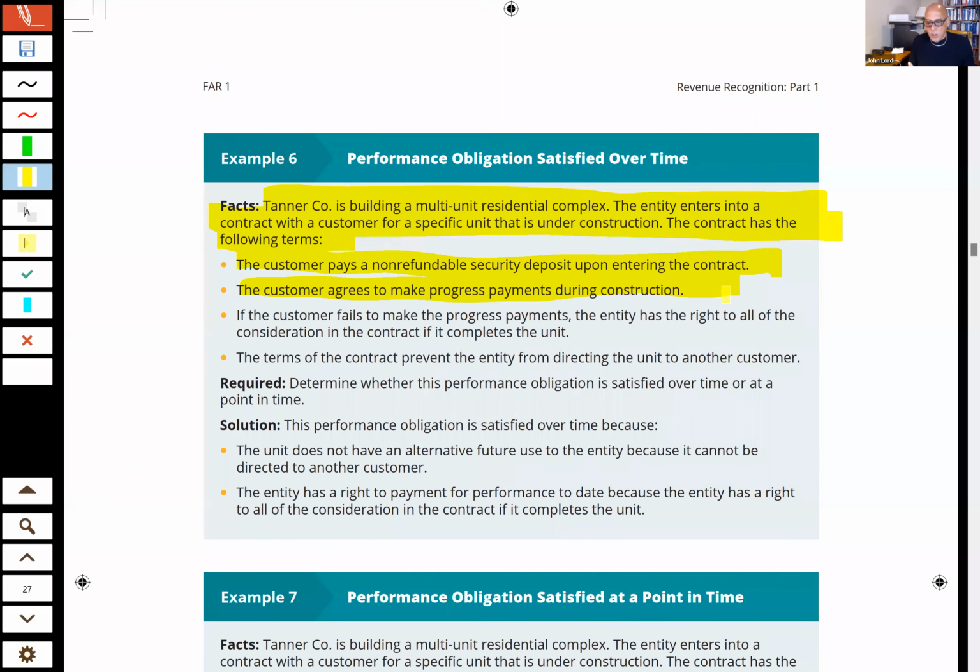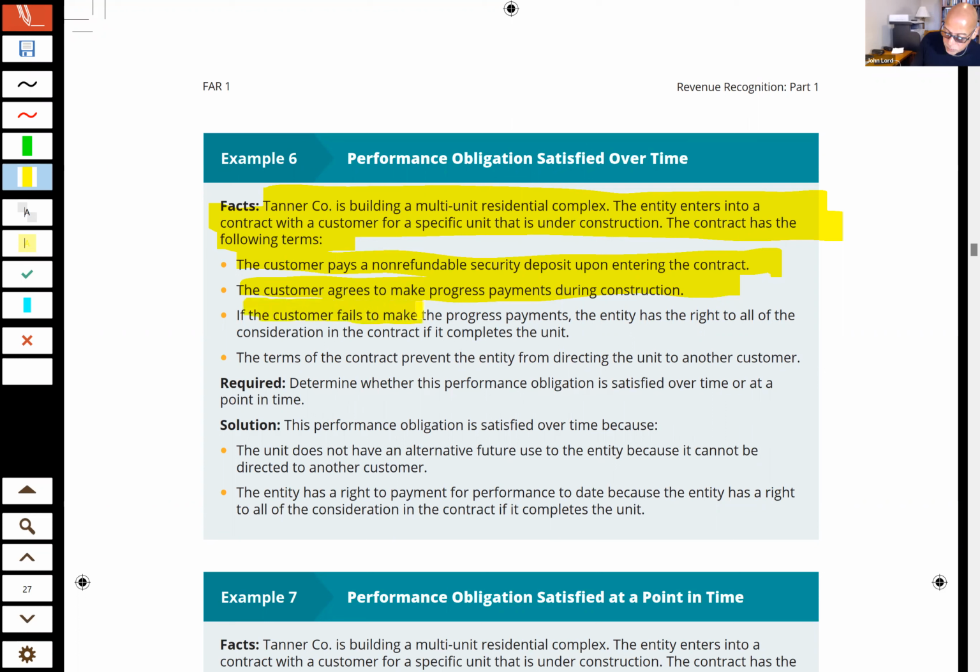Usually when it's a custom home, what happens? You've bought the lot from maybe somebody else, and then you have somebody else come and build the house on top of that. Well, look, if you don't perform, they're not going to come and tear up the house and take it. They're going to sue you for what? For whatever they performed up until that time. So that would be something where they could recognize the revenue over time, right? So that's what we're saying here.